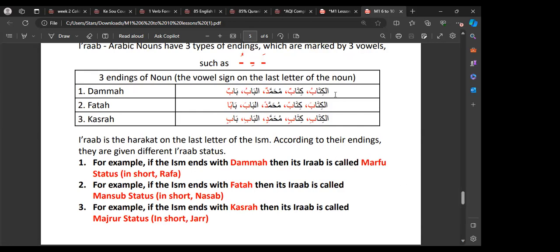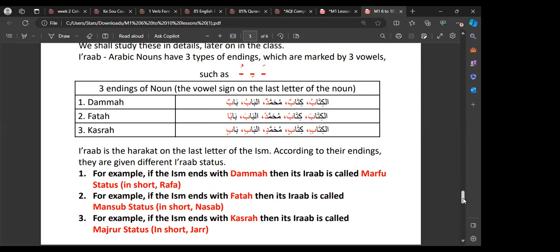So if I were to ask you, al-kitabu, what's its status? You will say its status is rafa, or its status is marfu. And if I were to ask you, what is the i'rab of al-kitaba? You will say mansub, or nasab. And lastly, if I were to ask you what is the status of babin, you will all say its i'rab is majroor, or its i'rab is jar. Okay? I can't emphasize enough how important this is.